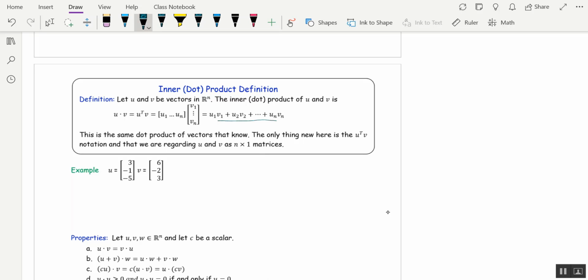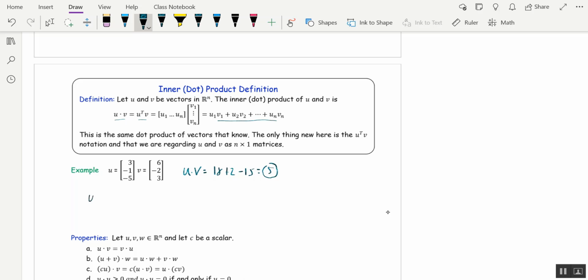We're using this definition of u dot v is u transpose times v. So we're thinking of the dot product as matrix multiplication. Now, in reality, that's not going to change the way you dot. So for example, in this problem here, u dot v is still going to be 18 plus 2 minus 15, which is 5. But let me just show you how that would go with the new definition.